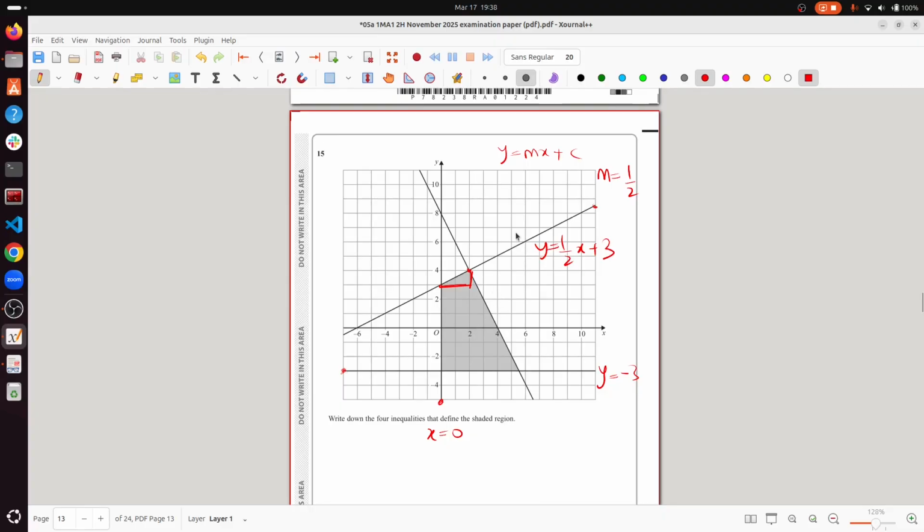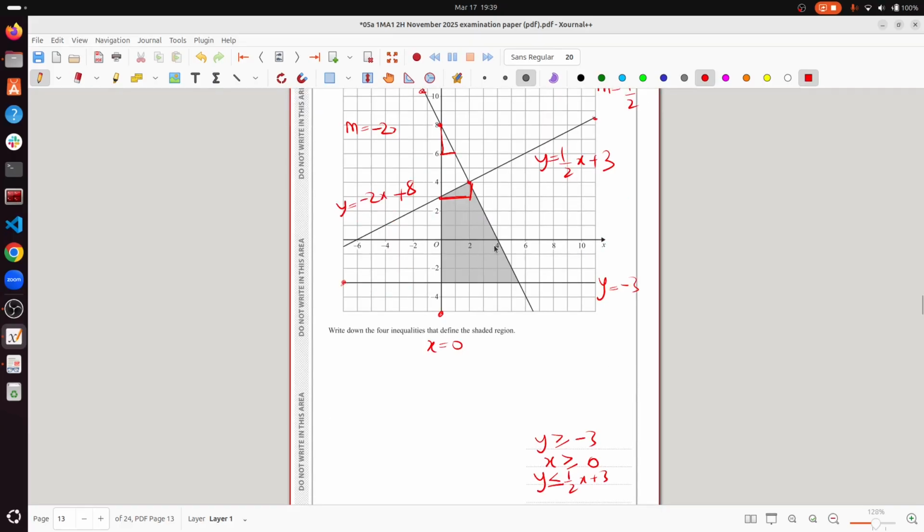So if that region was above it, it would have been greater than. And the last one is this equation. Same as before, I pick 2 points that I can easily read. So I can see that for every 1 across, I have 2 going up. But in this case, my gradient is going to be minus 2. So the equation of that line is now y is equal to minus 2x, and my y-intercept is plus 8.